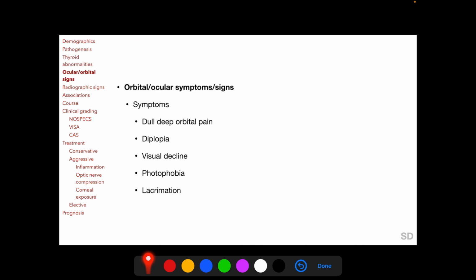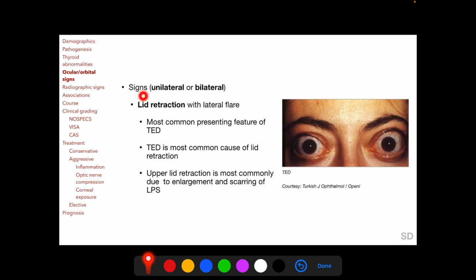The second criteria of diagnosis of TED are the orbital and ocular symptoms and signs. The symptoms include dull and deep orbital ache, double vision, decline of vision, photophobia and lacrimation. And the signs of TED can be either unilateral or bilateral.